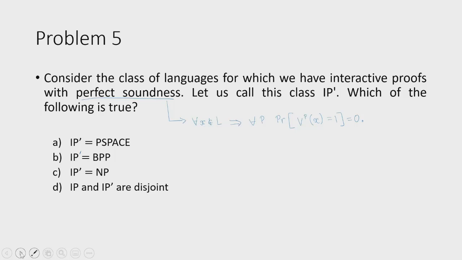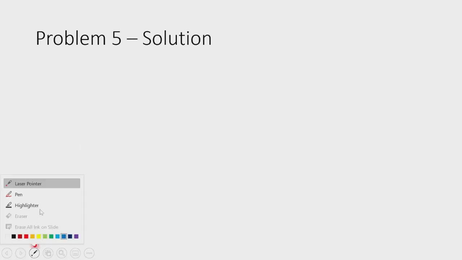But let me first tell you the answer. The answer is that IP prime is much weaker than IP. It's in fact just NP. Okay, so let's prove this. The first claim, this should be claim 5, is that NP is contained in IP prime.